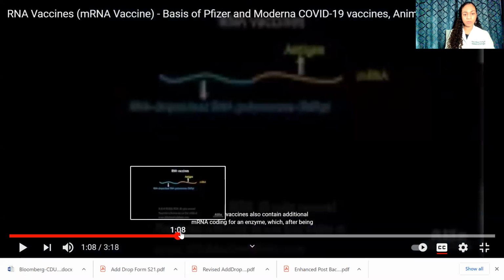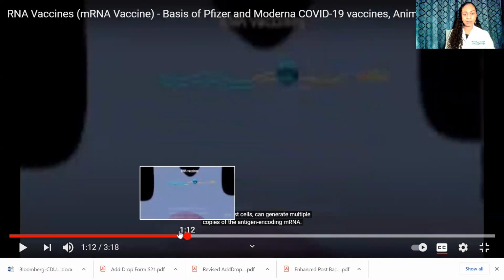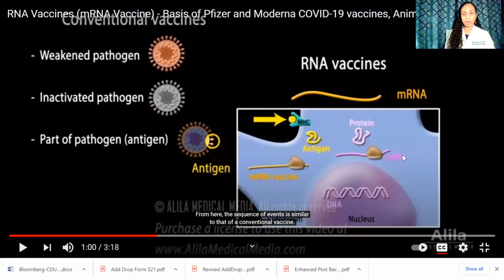Okay, so I'm going to take you through really quickly. We're going to just review how this works again in the cell. Right, so here, this little yellow line represents an mRNA.